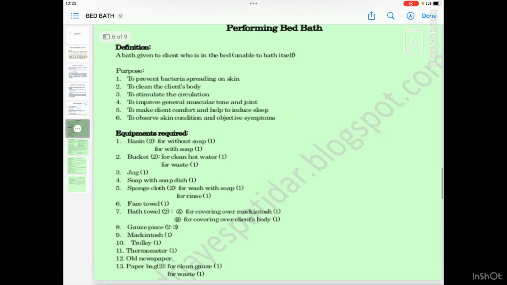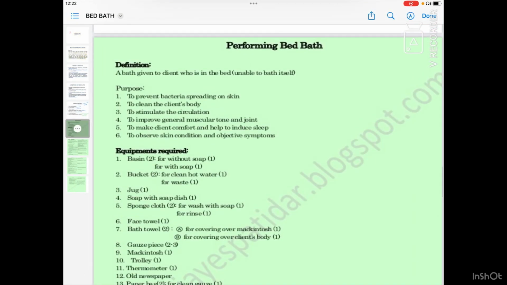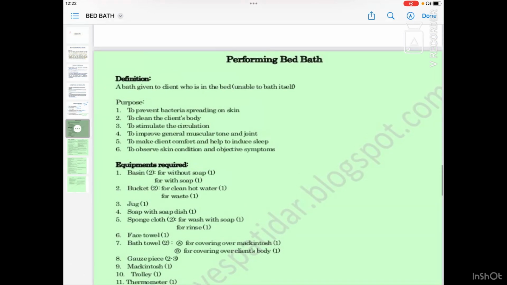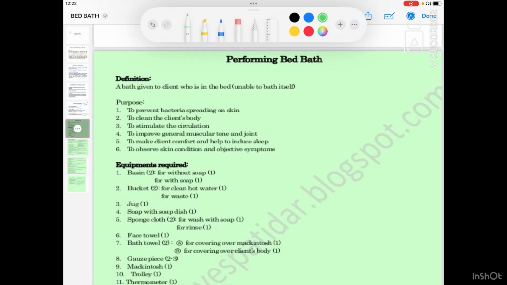Yeah, we come to the procedure, performing the bed bath. So what are the things we will keep in mind? First one is the definition. Here the definition is, a bath given to a patient who is in the bed and unable to bath by themselves. So the person is not able to take a bath, the patient in the bed, we will give the bath.